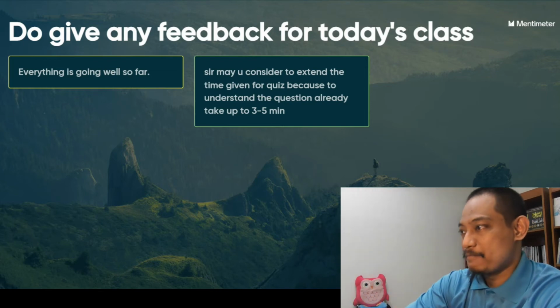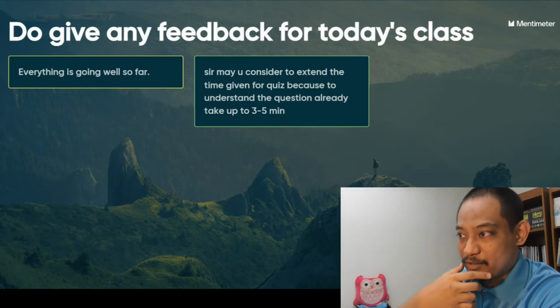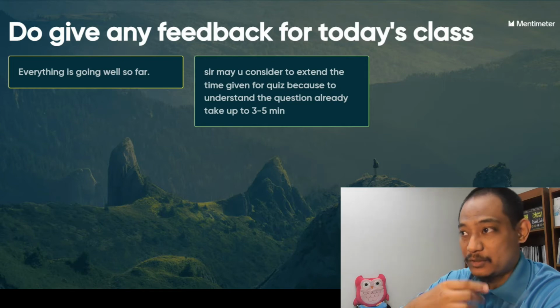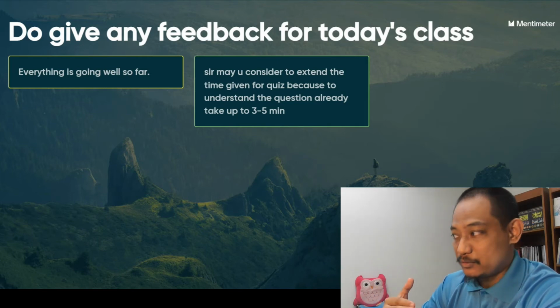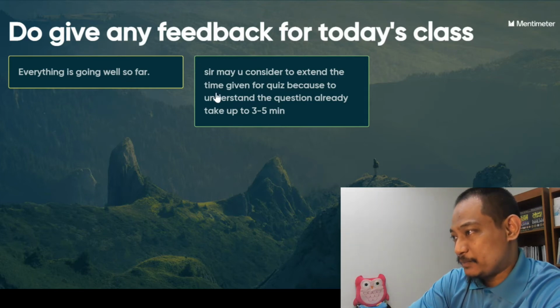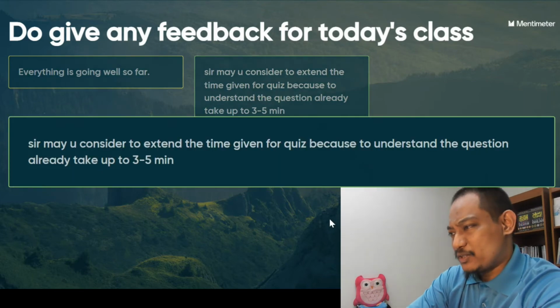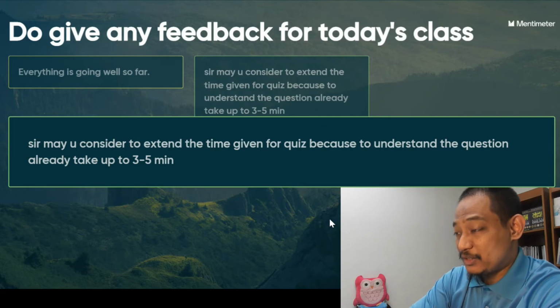Right? Of course you can always challenge this philosophy and say that this is not beneficial for students. You can always challenge it, and I'm very much open to suggestions, because throughout many semesters, I have changed my approach depending on the comments, especially if they are valid. Everything is going well. So may you consider extending the time given for the quiz, because to understand the question already takes up to 3 to 5 minutes.